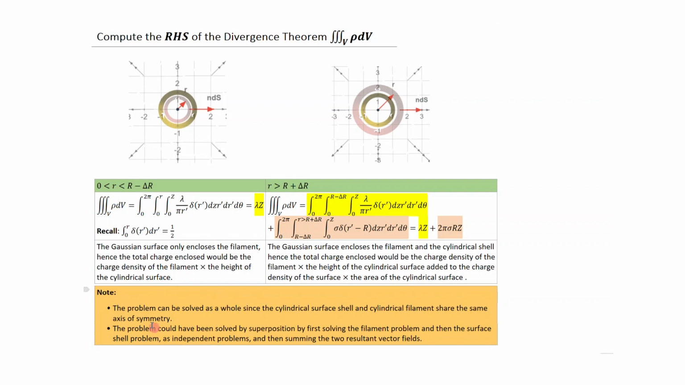Just a general note here: the problem can be solved as a whole, since the cylindrical surface shell and the cylindrical filament share the same axis of symmetry. And so we can treat them as one uniform system. If we want, we can stay in cylindrical coordinates in terms of vector representation and add things accordingly. But in this case, it's not a problem. We could have also solved this by superposition, first solving the filament problem and then the surface shell problem, treating them as two independent problems, and then summing the two resultant vector fields. We could have also gone that route.